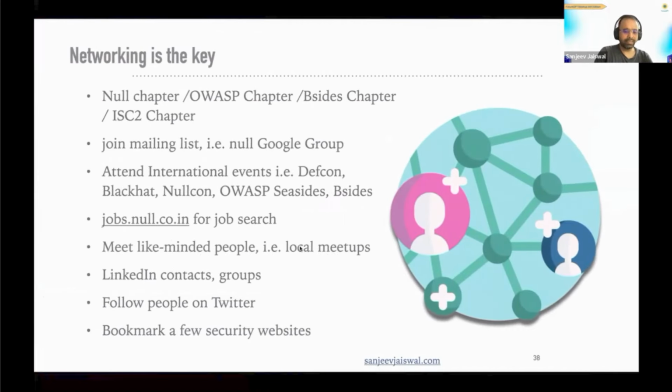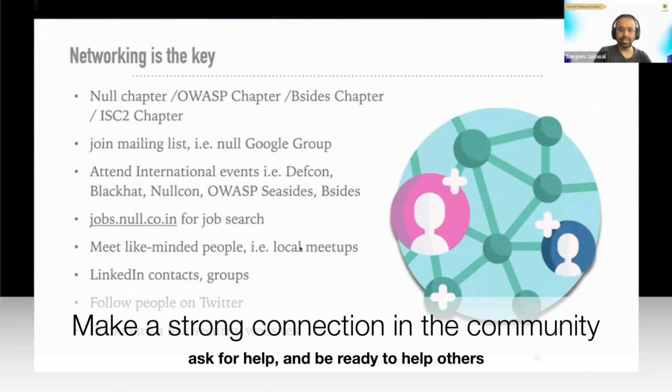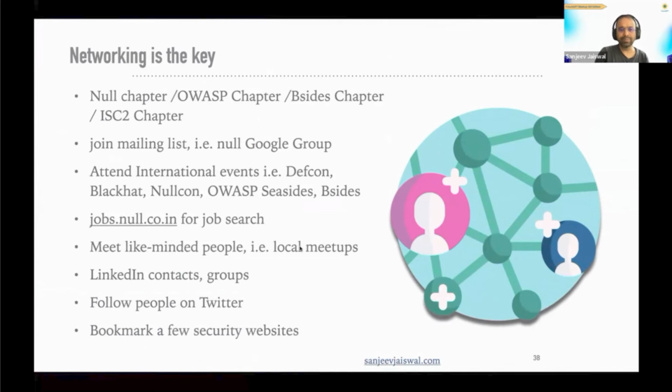And then networking is the key. That's again the same thing Charan was telling, go ahead and join the groups. This is very much valid. I started going to Null Hyderabad, I think in 2012, when I met my mentor. There were lots of security-minded people, and I tried to learn all these things from him. There are lots of communities you can go to. Future GPT is one. There is Null, OWASP, BSides. You can join some of those mailing lists. Also try to attend international events to see what's going on all over the world.